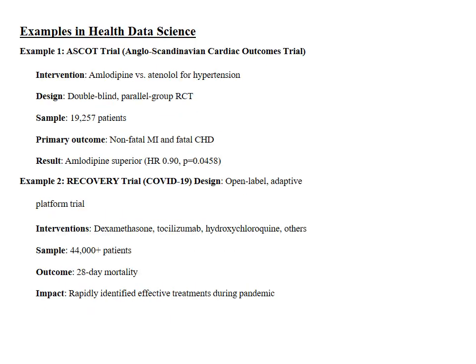Examples in health data science. Example number 1, Anglo-Scandinavian Cardiac Outcomes Trial. Intervention, amlodipine versus atenolol for hypertension. What will be the design? Double-blind, parallel group RCT, sample size 19,257 patients. Primary outcomes will be non-fatal myocardial infarction and fatal CHD. Results, amlodipine superior. Here we can calculate the HR and p-value.